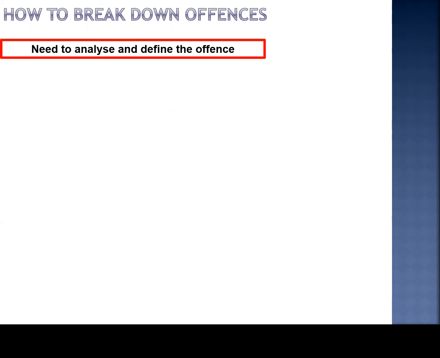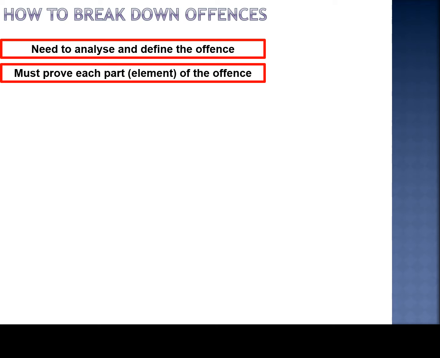So how do we break down offences? First of all, we need to analyse and define the offence or offences we potentially are looking at in terms of the act or omission that the person has done. We need to prove each element or part of the offence. That's why we determine elements of the offence, because those are the component parts of the offence we need to prove to the court in order to prove that the offence has occurred.